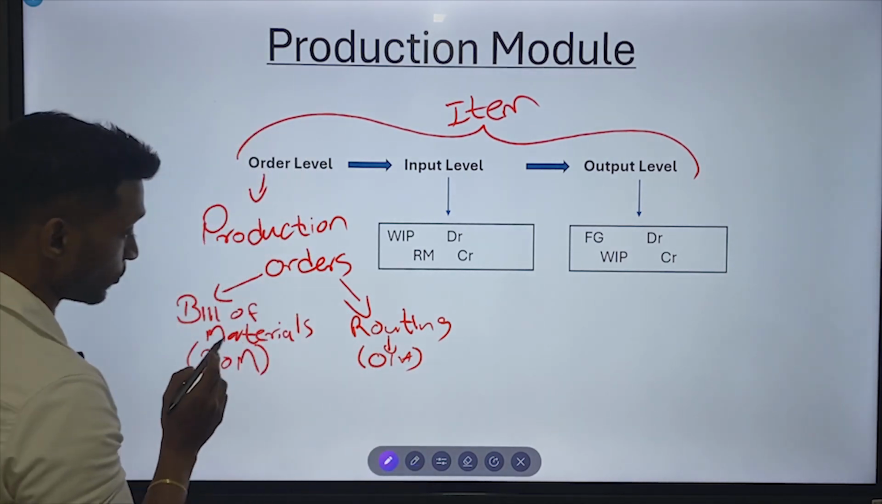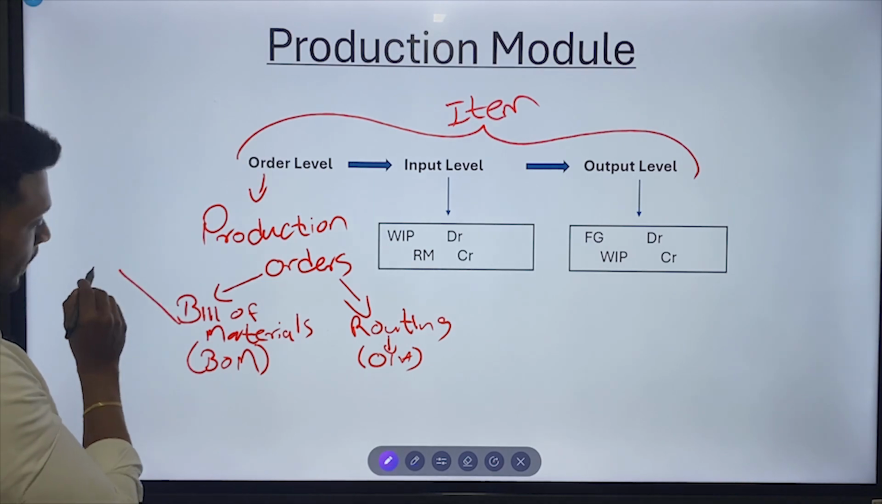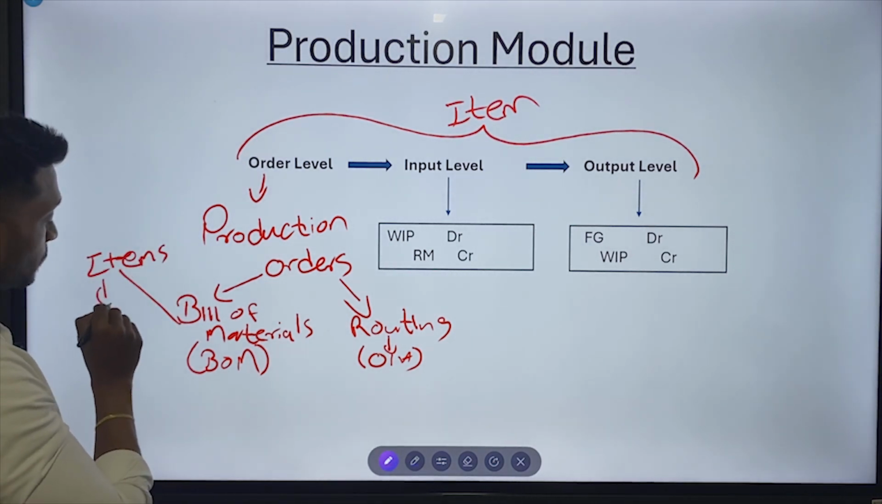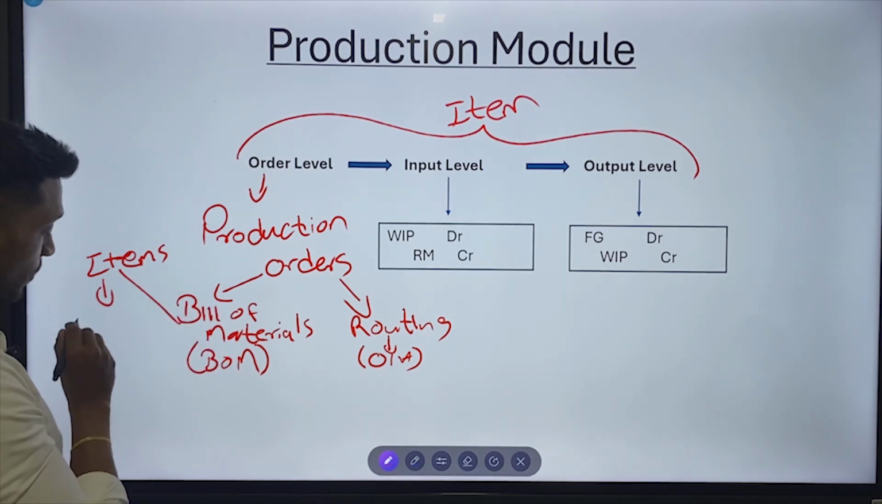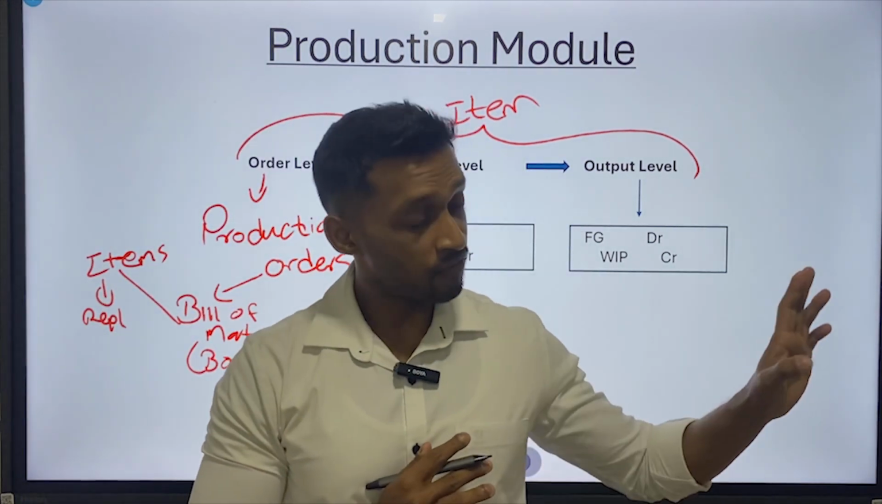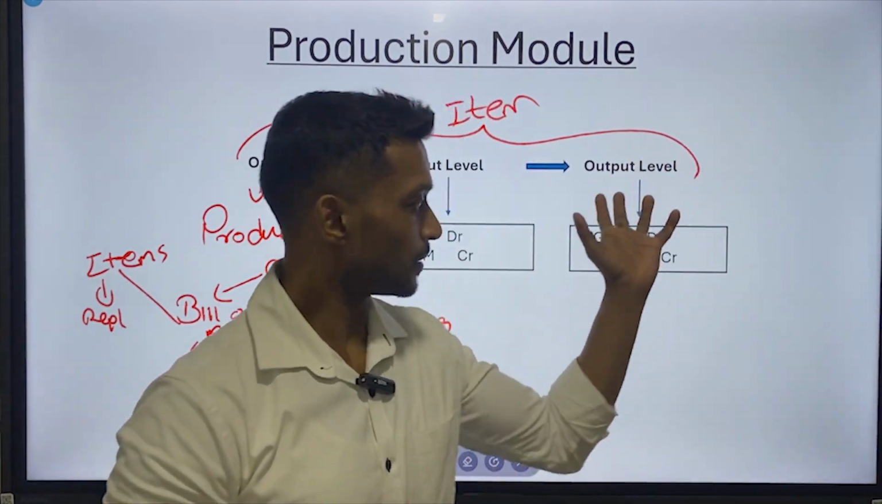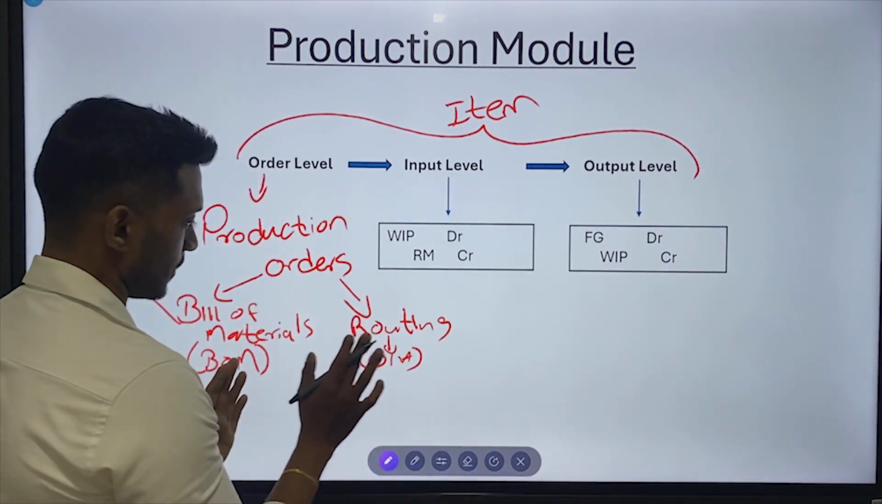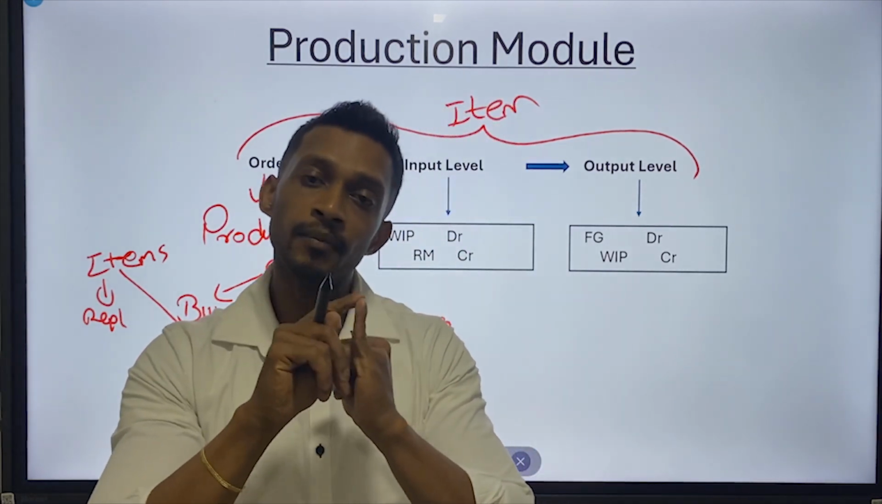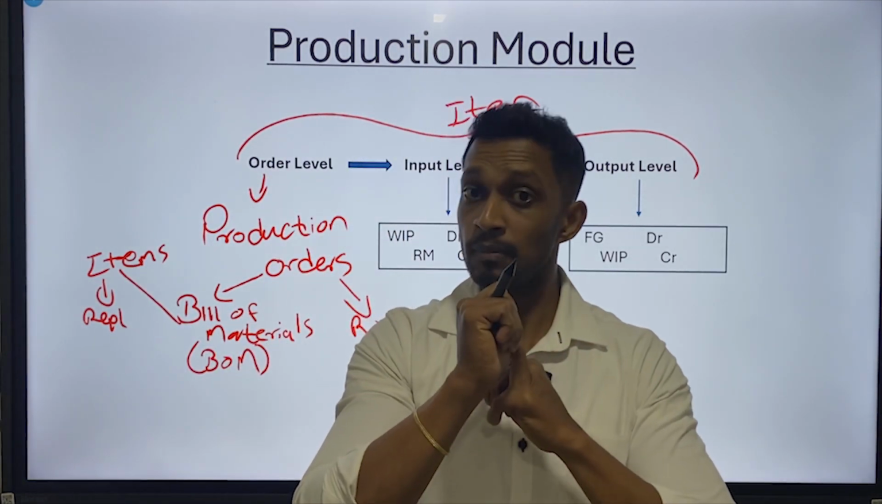Other than that, in order to create a bill of materials, we have to create items. Under the items, you have to record replenishment methods. Likewise, in the backend, you have to do a lot of stuff. It's not as simple as this, right? Keep in your mind, when we are creating production orders, we need to have an item. Under the item, especially, we have to record the BOM.